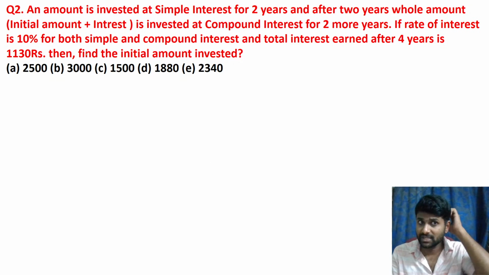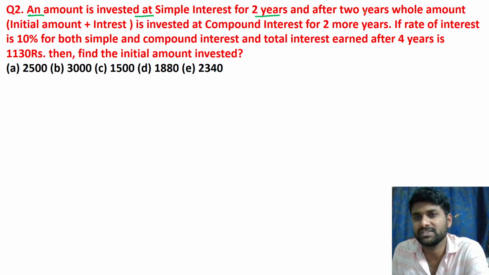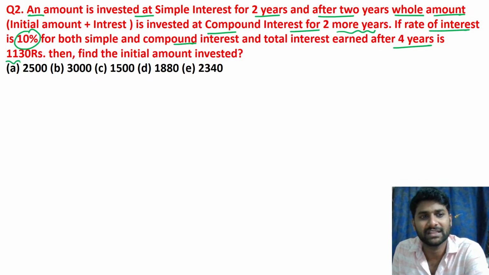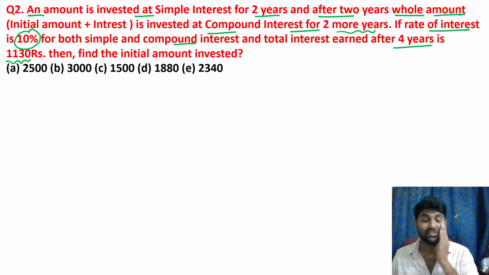Now see here the question related to the interest-based concept. An amount is invested in simple interest for 2 years. After 2 years, the whole amount, which includes both the initial amount and the interest, is invested in compound interest for 2 more years. The rate of interest is 10% for both simple and compound interest, and the total interest earned at the end of 4 years is 1130 rupees. That is the final interest comparison. So find the initial amount.